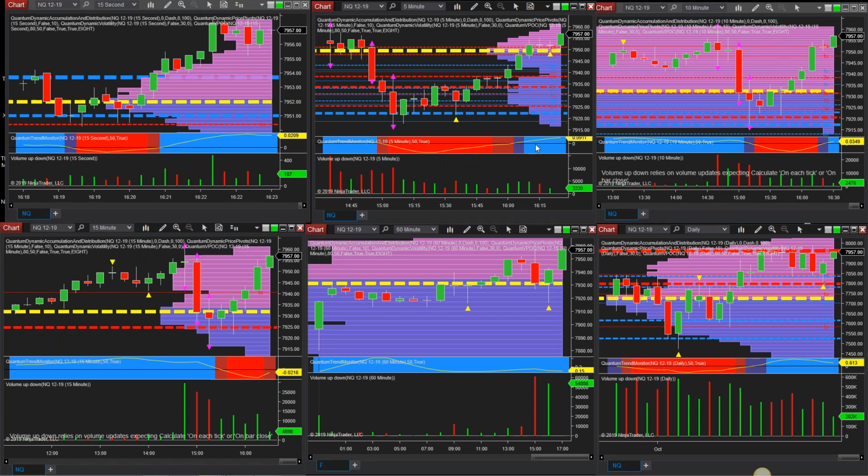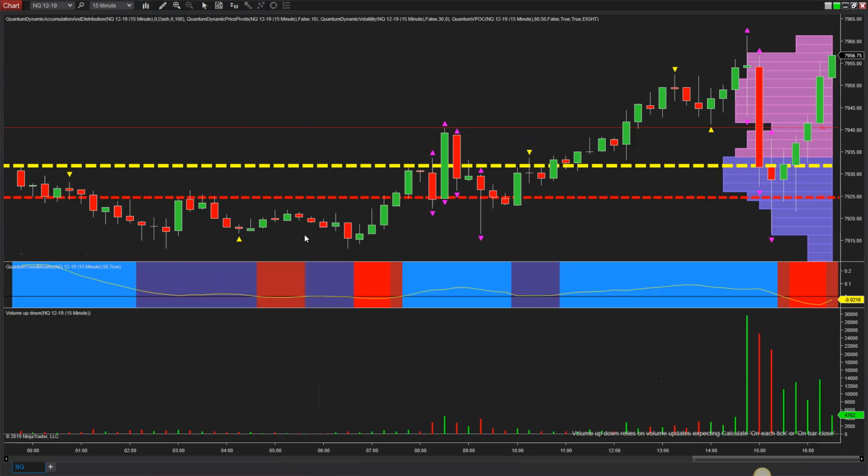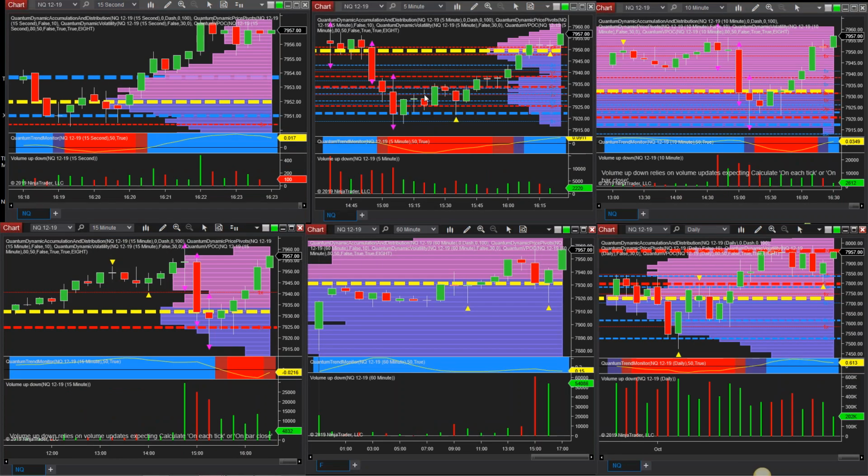Trend monitor's bright blue. You can see its transition through here. The trend line is now starting to climb on the 10-minute. What's happening on 15? Well, it's transitioned through to the darker red. We want to see that ripple effect through.